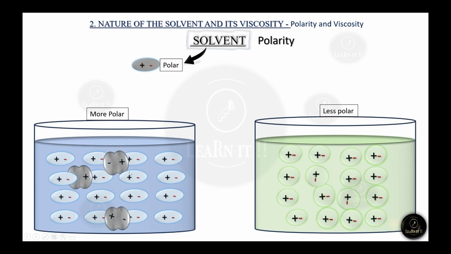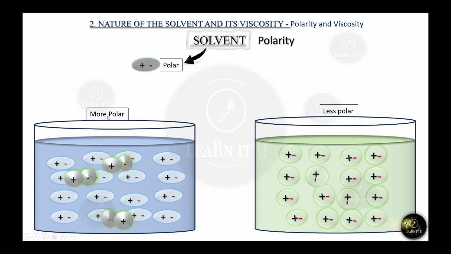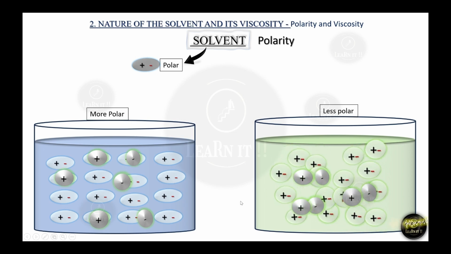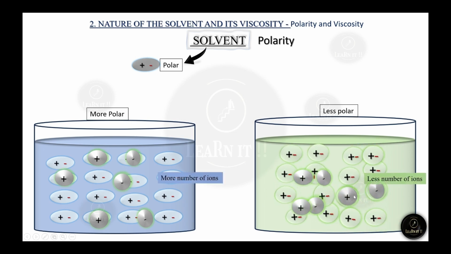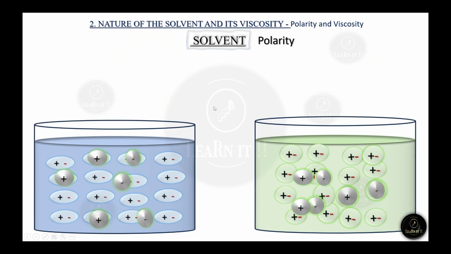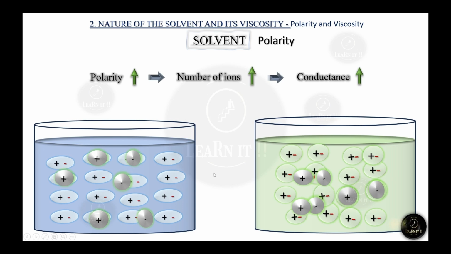If we dissolve our ionic compound, the more polar solvent dissolves the ions efficiently, so a larger number of ions are produced. In the case of less polar solvents, fewer ions are produced, and the compound is still in the molecular form. That's why the more polar solvent conducts more electricity because of complete charge separation. So with respect to the solvent, if the polarity increases, the number of ions increases, so conductance increases.